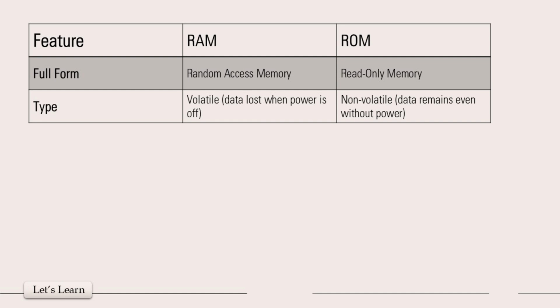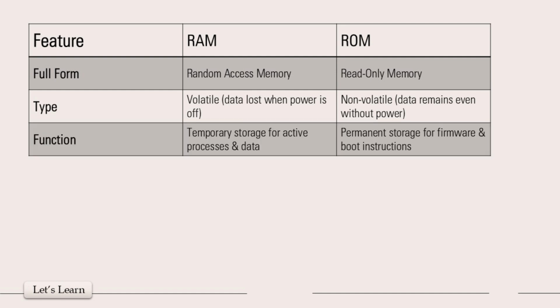For example, when you are working on a document in RAM, if your computer suddenly shuts down, your unsaved work is lost. However, the ROM in your computer still holds the necessary startup instructions, so the system can boot up again. Now, let's discuss the third point, the function of RAM and ROM.